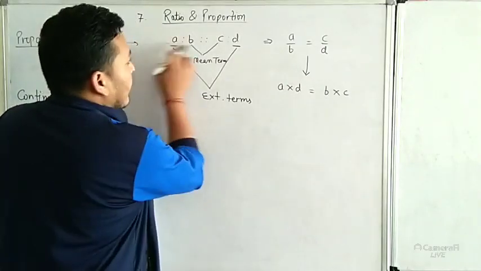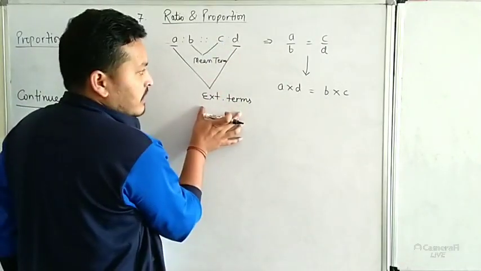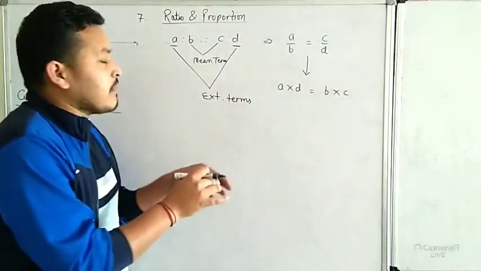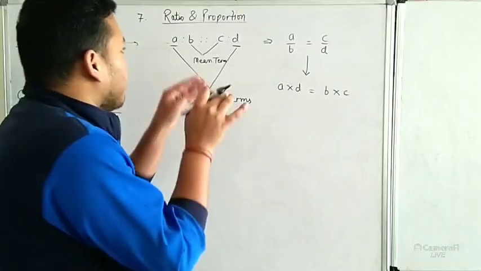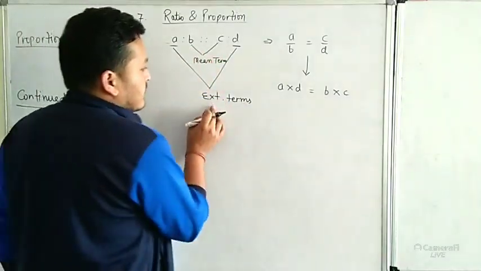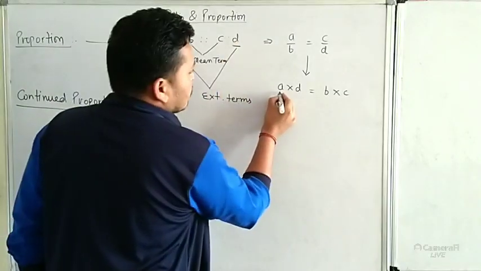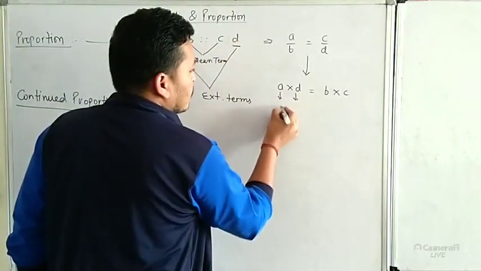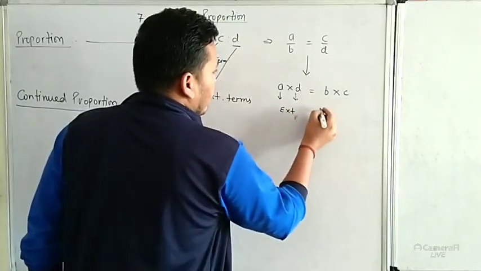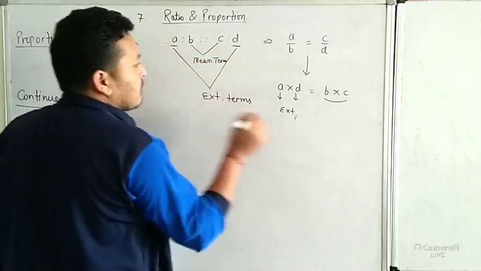A and D are known as extreme terms. Extreme means they are coming outside. A mean term is one that comes between the given terms. So A and D are the extreme terms, and B and C are both the mean terms.